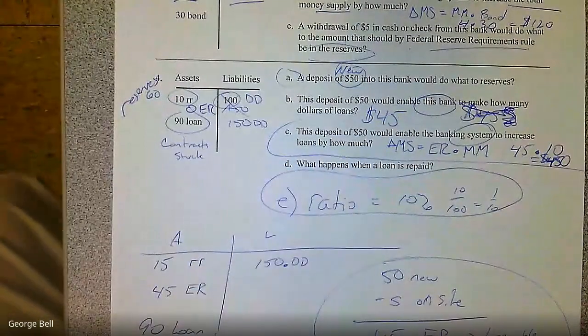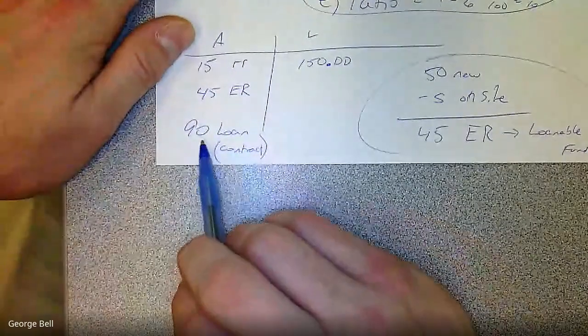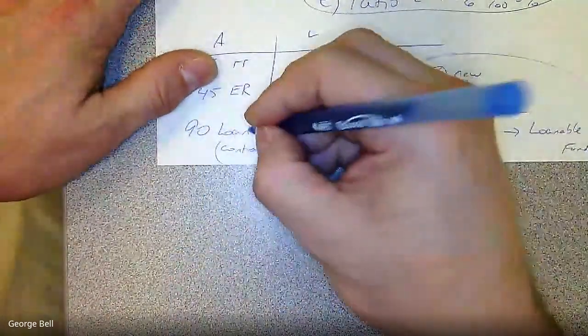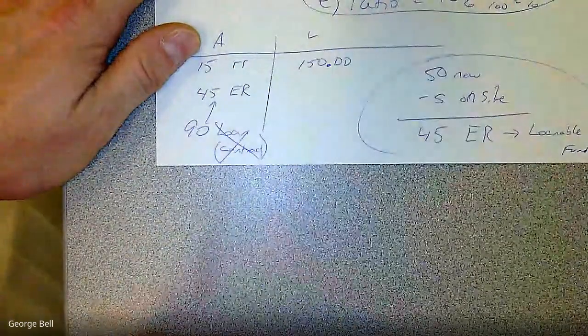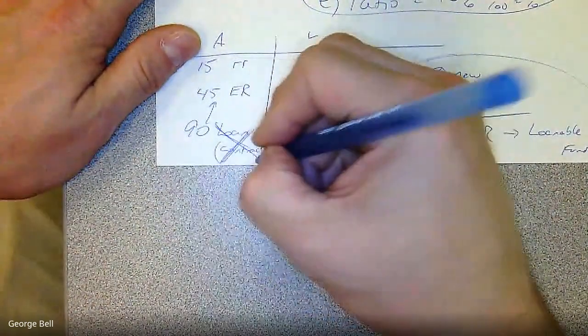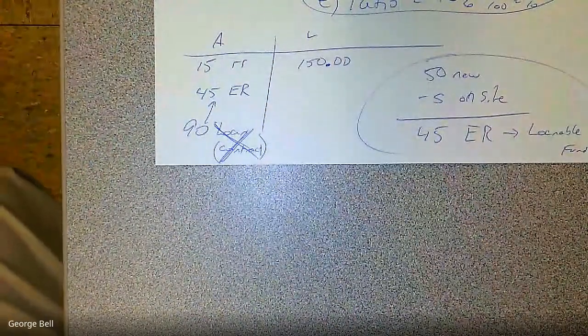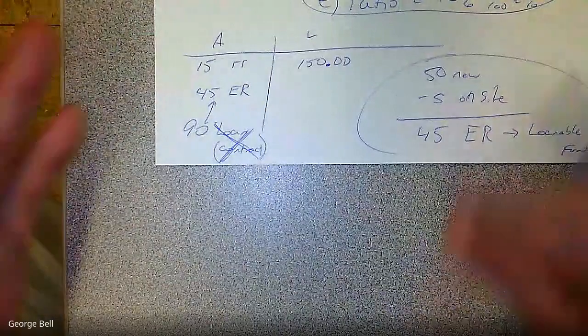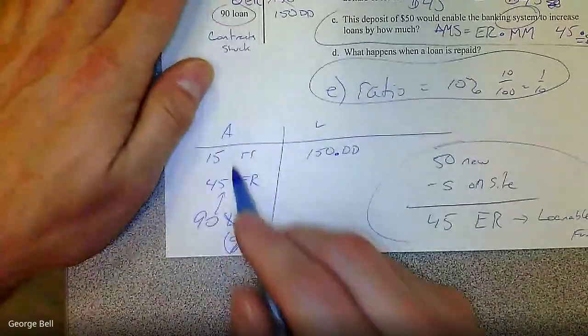Letter D, what happens to a loan when a loan is repaid? Well, this is easy enough. Bob, the guy, shows up with his $90 loan and he pays them cash. So it's no longer a loan. The contract is paid out. This 90 then gets added to the excess reserves because it was just paid off. That's what happens. When a loan gets paid off, the bank can immediately lend out the money. What happens? Well, we just have to reconcile the sheet. We scratch it out of the loans and then we add it to the excess reserves.